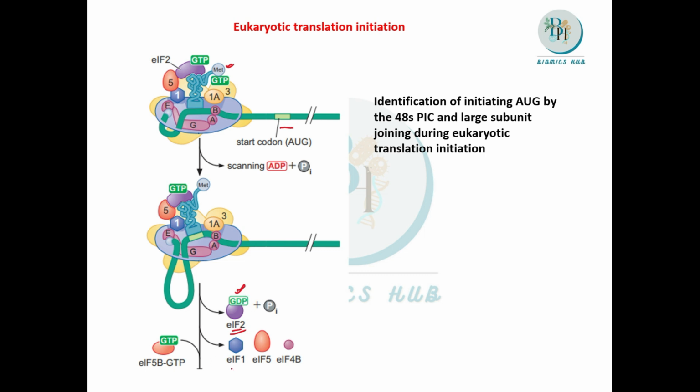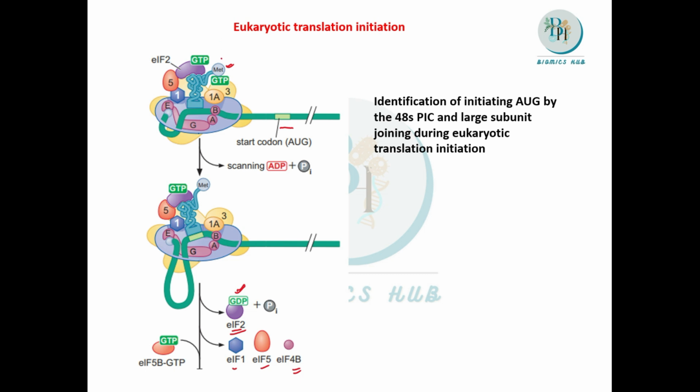Then the other factors like eIF1, eIF5 and eIF4B are also removed. Why? Because eIF1 was in the E site, that is the exit site, and it was not allowing the last subunit to come and bind. Now, as it has already reached the start codon, the last subunit can come and bind. Along with eIF1, eIF5 was working.